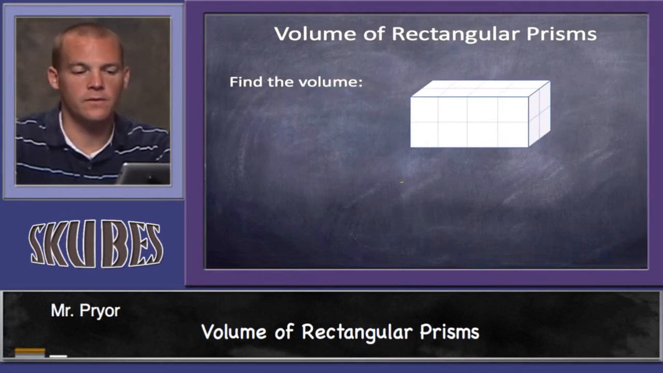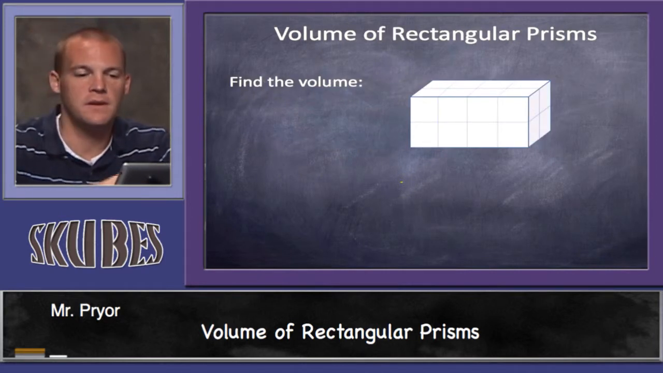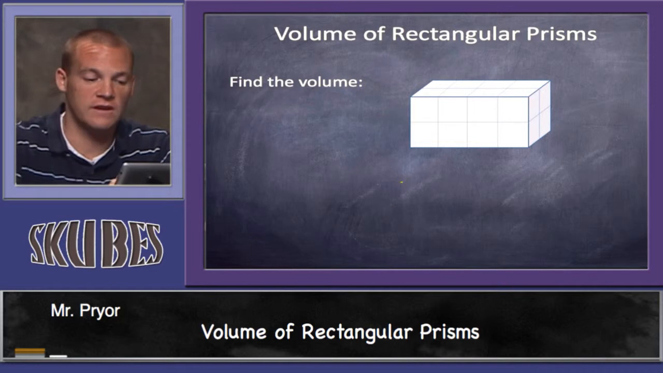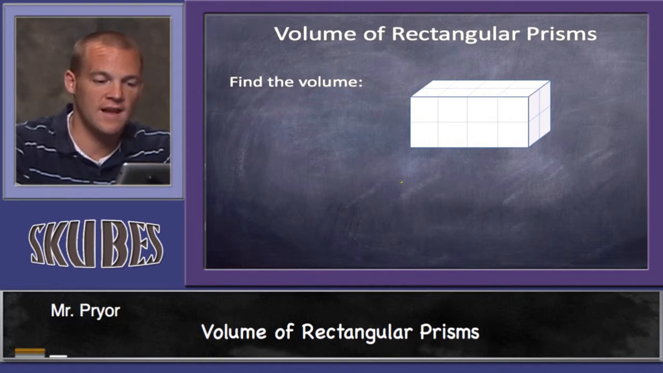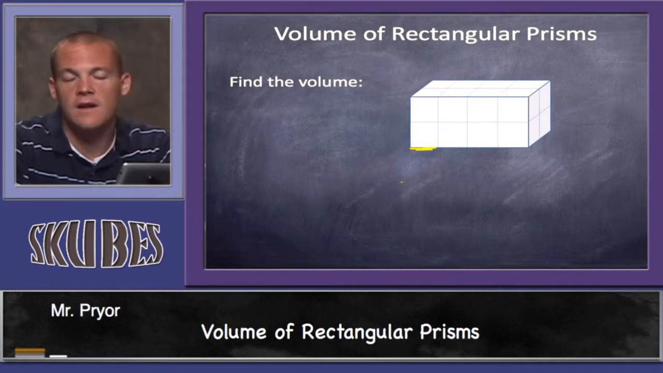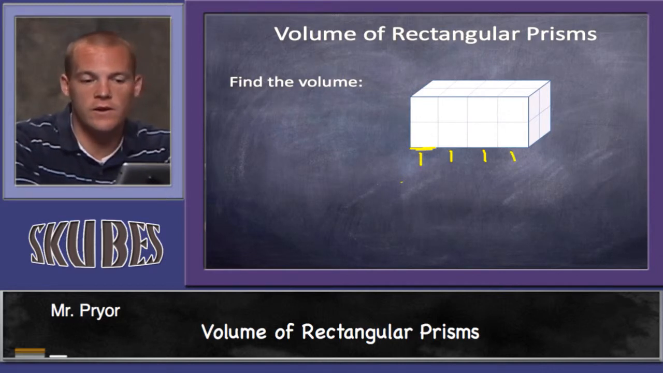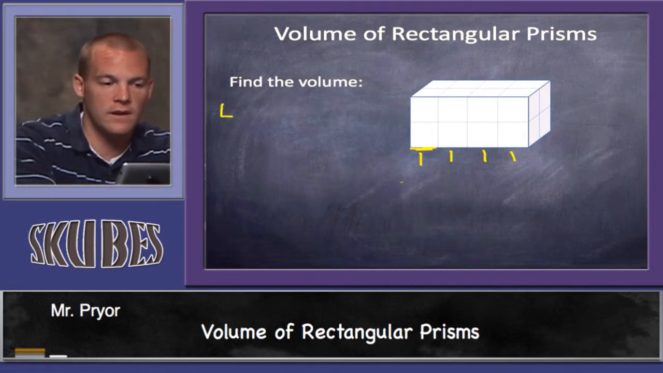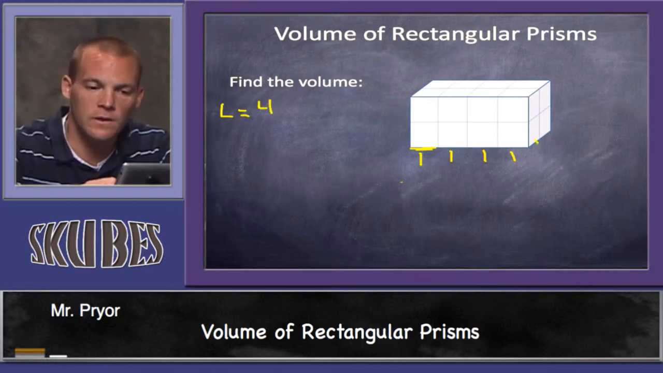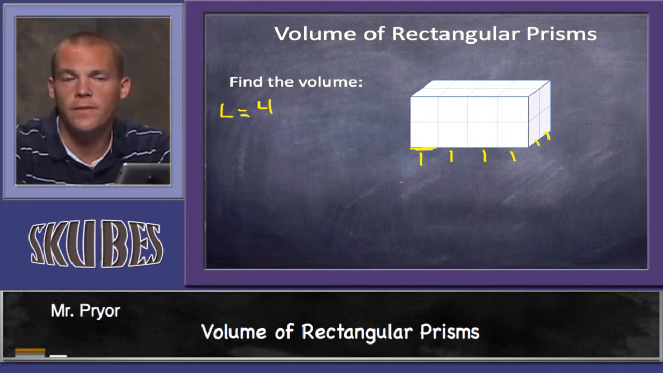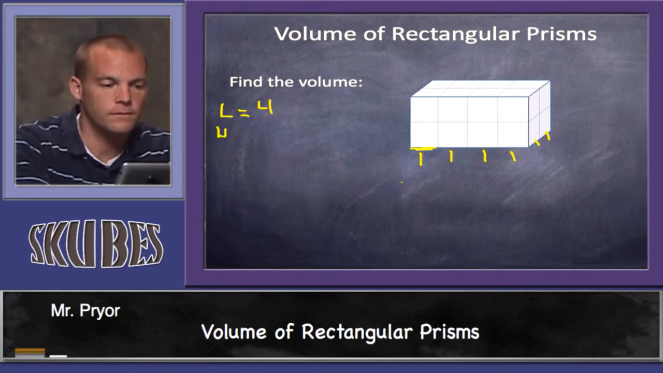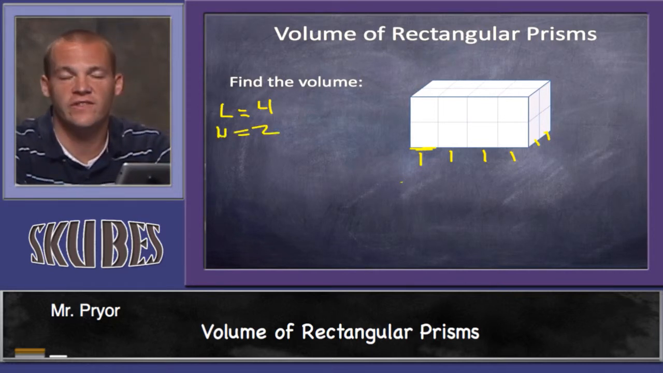Our first example actually doesn't appear to have any dimensions, but it actually does. These cubes inside are your cubic units. So each edge that you see here is representing one unit. So that's 1, 2, 3, 4. So if we want to know what the length is, we know that the length is going to be equal to 4. If we want to know what the width is, we can count these right here. The width is going to be 2, because there's 2 edges that make up the width.